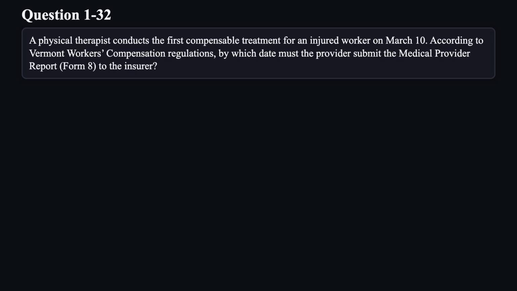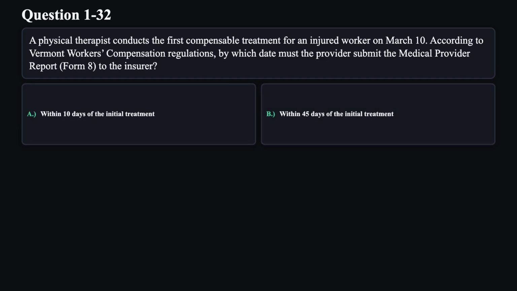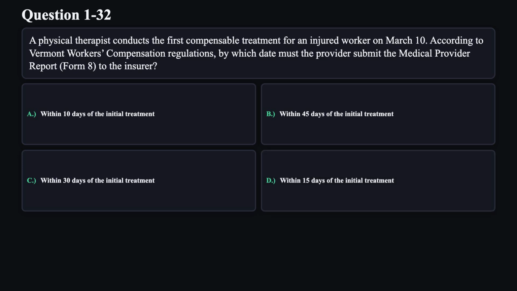Question 32. A physical therapist conducts the first compensable treatment for an injured worker on March 10th. According to Vermont workers' compensation regulations, by which date must the provider submit the medical provider report, Form 8, to the insurer? A. Within 10 days of the initial treatment. B. Within 45 days of the initial treatment. C. Within 30 days of the initial treatment. D. Within 15 days of the initial treatment.